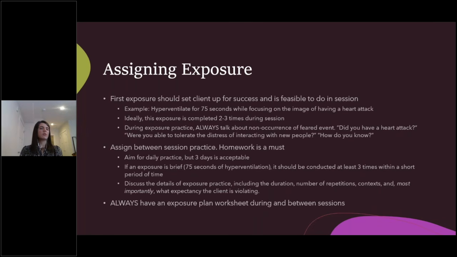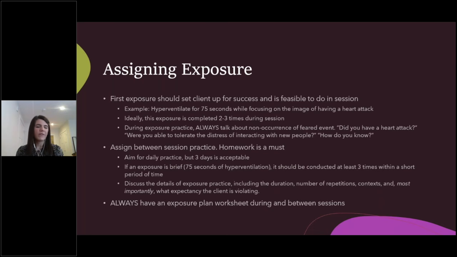Okay, so more on the assignment of exposure. So the first exposure should set the client up for success using your clinical judgment, as I mentioned before. And it's also feasible to do in session, because we want to make sure that we do our first exposure during session. So for example, if you have a client with panic disorder, you may have them hyperventilate for 75 seconds while focusing on the image of having a heart attack.